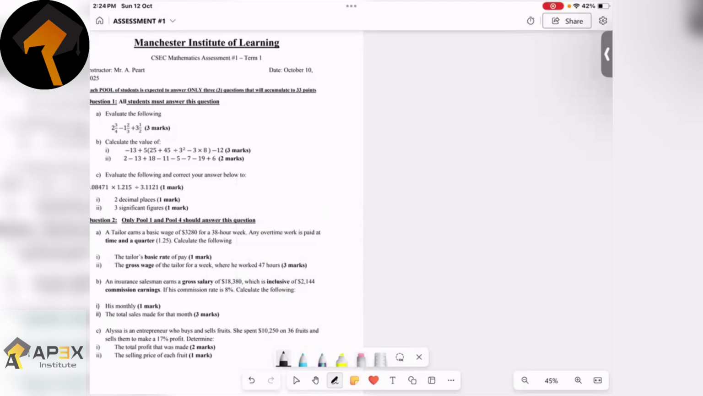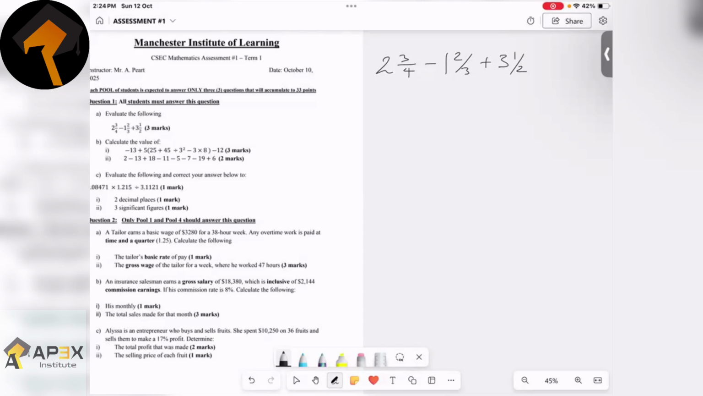So here we're going to start off with 2 and 3/4 minus 1 and 2/3 plus 3.5. All right. This is as far as I got to at the time when the test was administered. I didn't get to multiplication or division or the application of PEMDAS using fractions. So this is what my students were required to do.